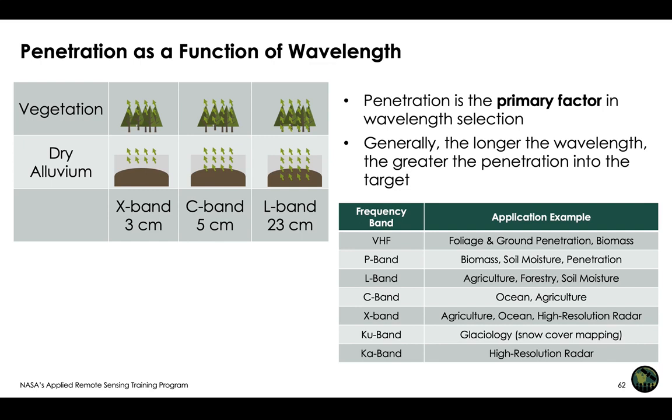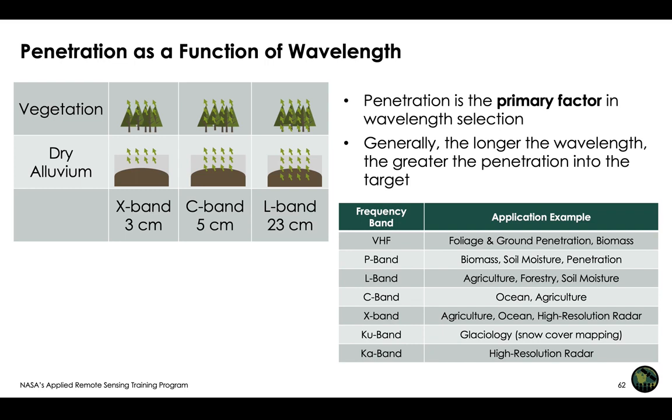The figure on the left shows the extent of penetration through different mediums with different bands. In vegetated areas, X-band is generally governed by the top of the canopy. C-band penetrates further, and L-band tends to penetrate deeply into the vegetation. Likewise, in the case of a dry, bare soil, X-band only sees the top surface of the soil, while L-band penetrates into the soil. Also, the wetter the soil, the less the penetration.